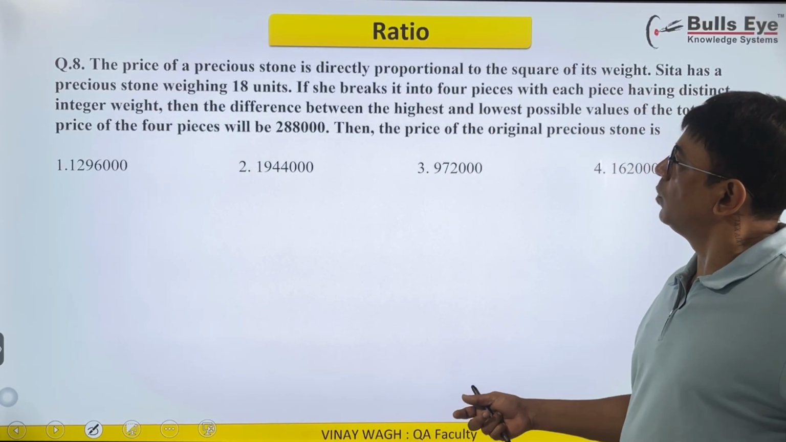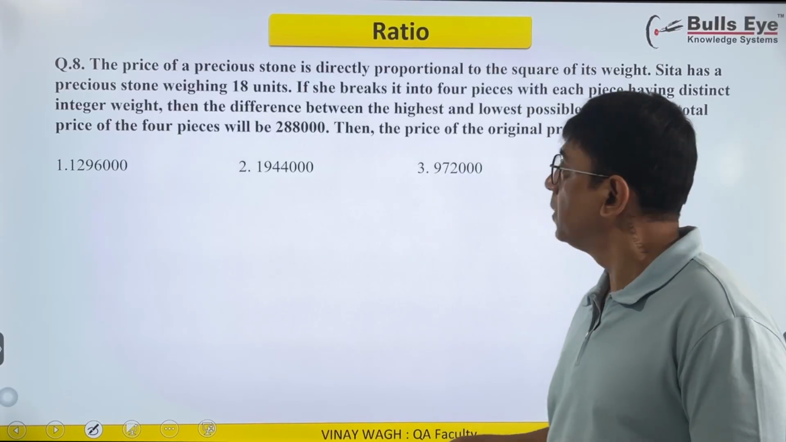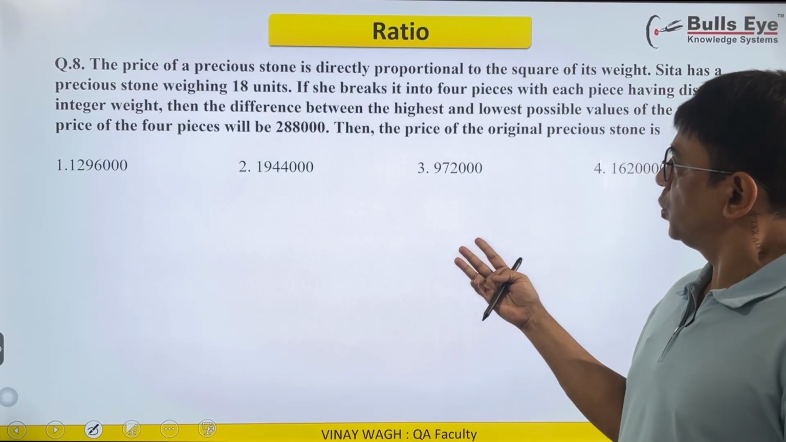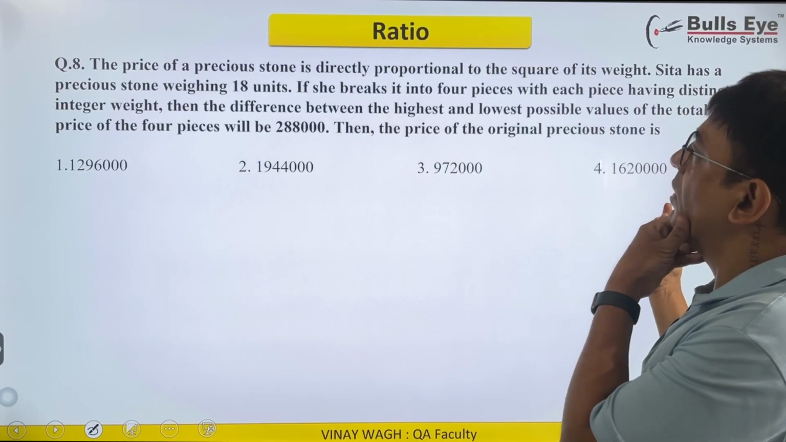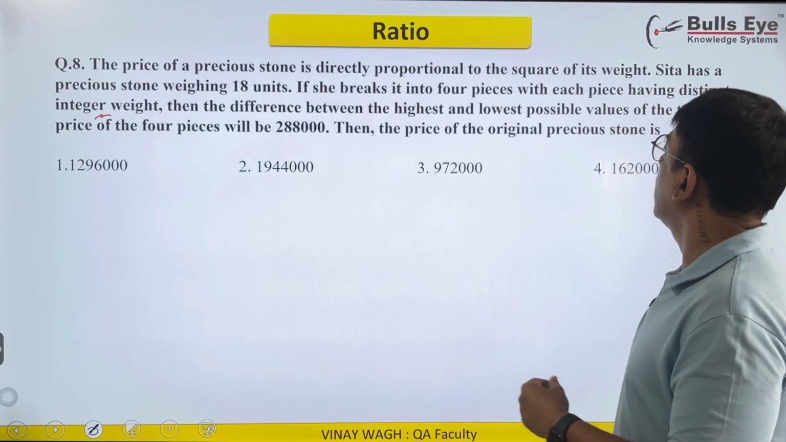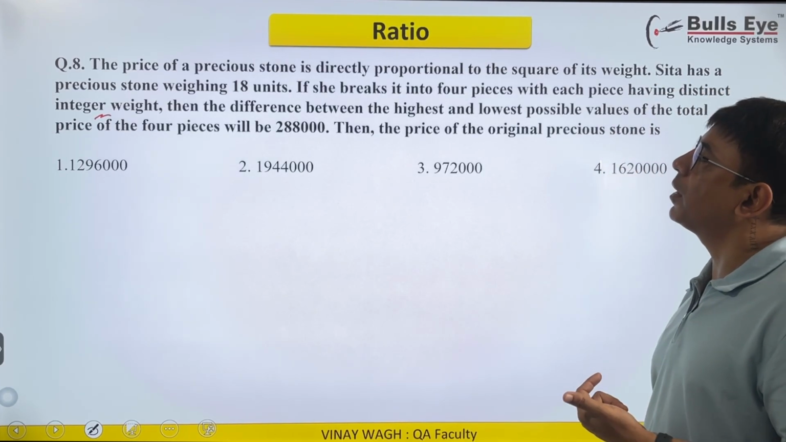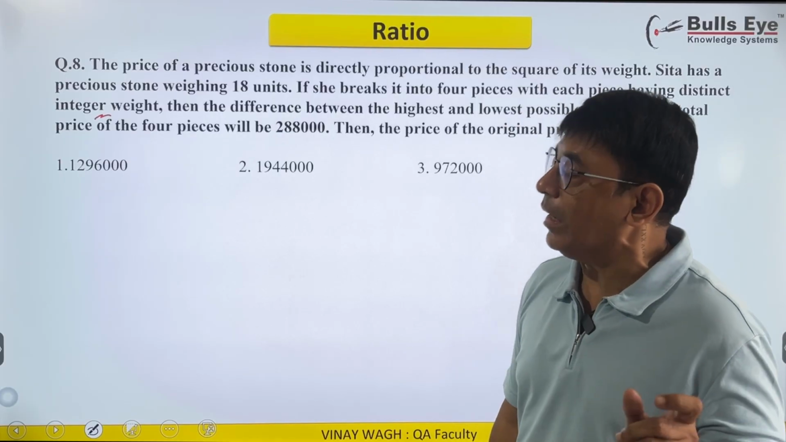Price of precious stone is directly proportional to the square of its weight. So question of proportion has come now. Sita has precious stone weighing 18 units. She breaks it into 4 pieces with each piece having distinct integer weight. Nice. Then the difference between the highest and the lowest possible value of the total price of the 4 pieces will be 2,88,000. This line looks a bit intricate.